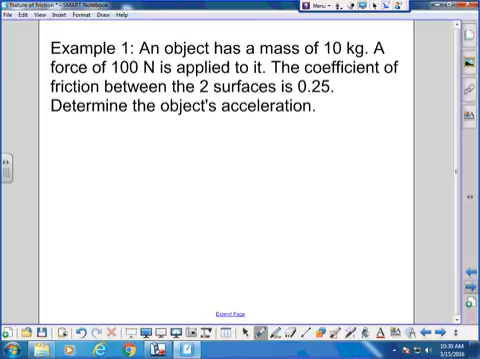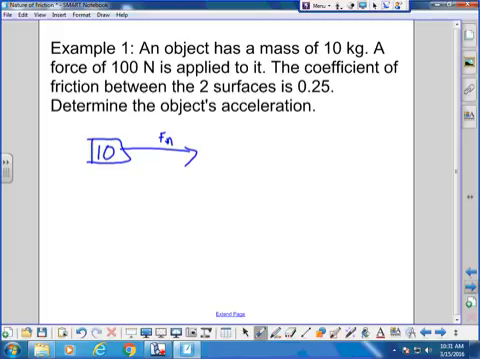Okay, so we are to find the object's acceleration. Let's draw a free body diagram. Let's start with that. So we got our little box thingy. It's got a mass of 10 kilograms. I quite often just put the mass inside. We got 100 newtons applied to it. Doesn't tell us what direction. We'll assume right. We live in a left to right society, generally here in North America.